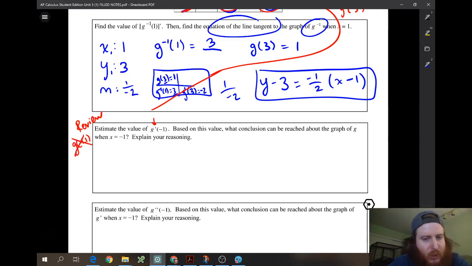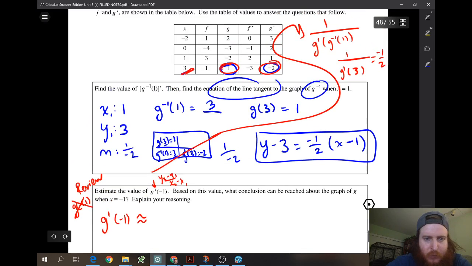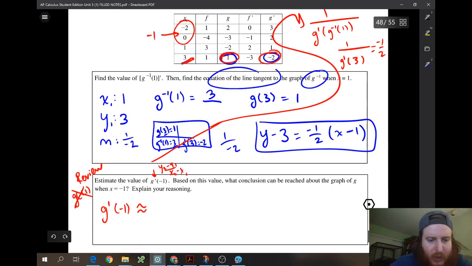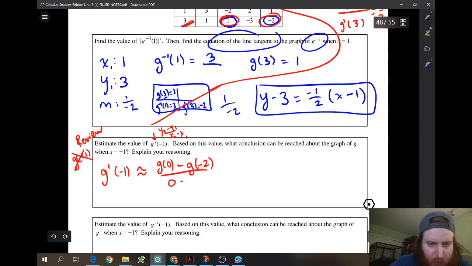So our derivative we do with the whole algebra 1, like y2 minus y1 over x2 minus x1. But we're going to practice this the calculus way. So we're going to say g prime of negative 1 is approximately, now we don't have the value negative 1, but negative 1 would be somewhere in here. So we're going to use these two. You can do g of 0 minus g of negative 2 or g of negative 2 first. It doesn't matter which one comes first. I'm going to go g of 0 minus g of negative 2, divided by 0 minus negative 2. That's y2 minus y1 over x2 minus x1.